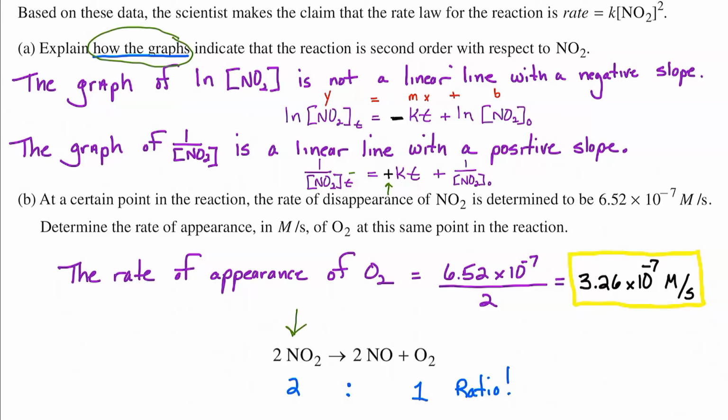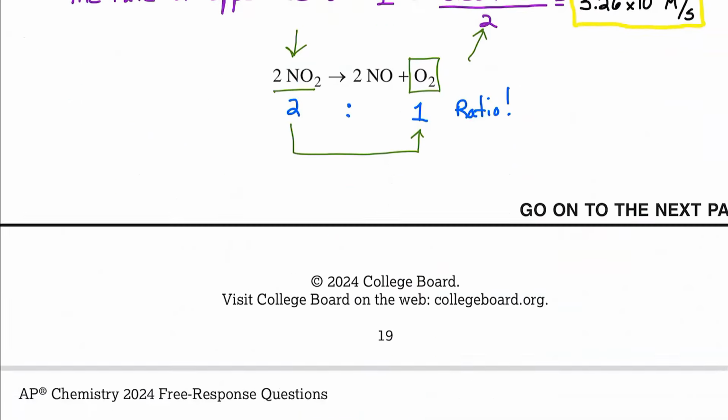I don't care about appearance or disappearance, right? Whether you're losing or gaining, it's still a speed in molar per second. The key is the stoichiometry. There's half as much O2 that's made by the disappearance of NO2. So if we know the disappearance of NO2, the appearance of O2 has got to be half that. That's why you just divide by 2, and that's just pure stoichiometry. Hopefully you saw that in your kinetics or your rate law. Any case, moving on.